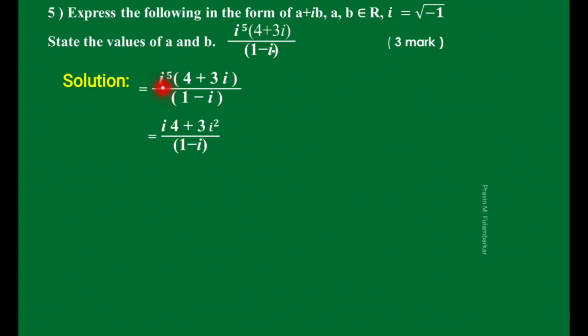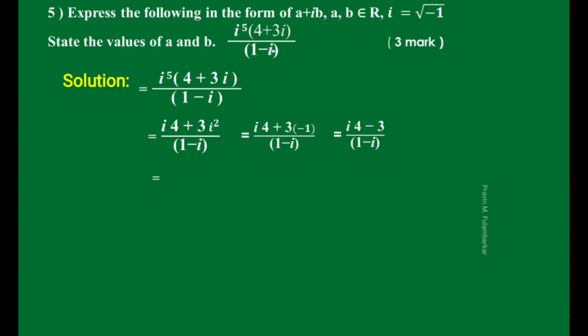So instead of i raised to the power 5 we write i. We get i into 4 is 4i, i into 3i, that is 3i squared, denominator as it is. Now replace this i squared by minus 1. So we get 4i minus 3 upon 1 minus i. So we write i into 4 minus 3 upon 1 minus i.